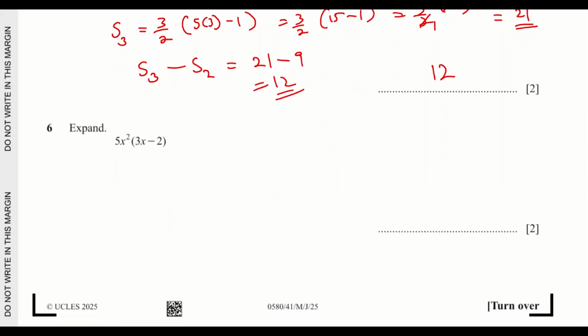So question 6, expand this. This equals 5x squared times 3x, that would be 15x cubed. Then minus 10x squared. So we have 15x cubed minus 10x squared. Okay, so let's go to the next question.